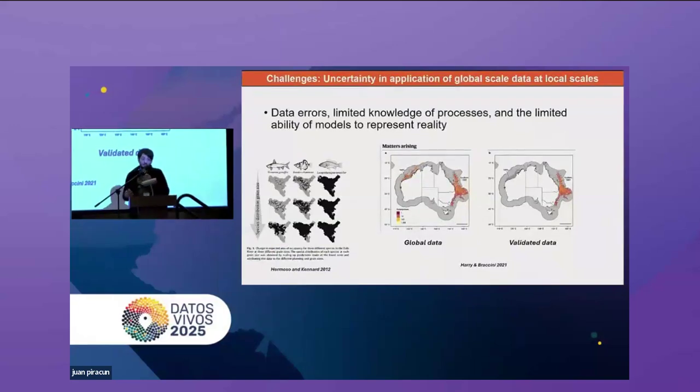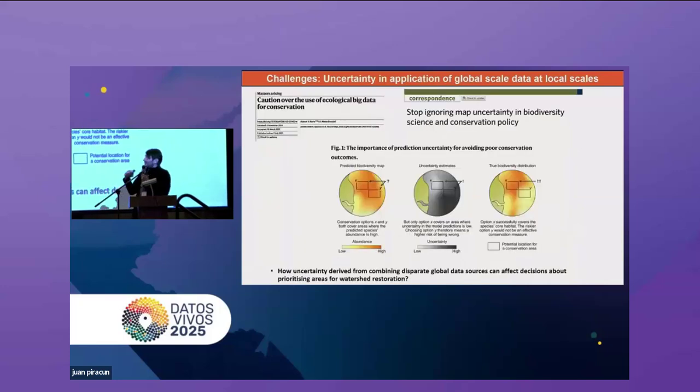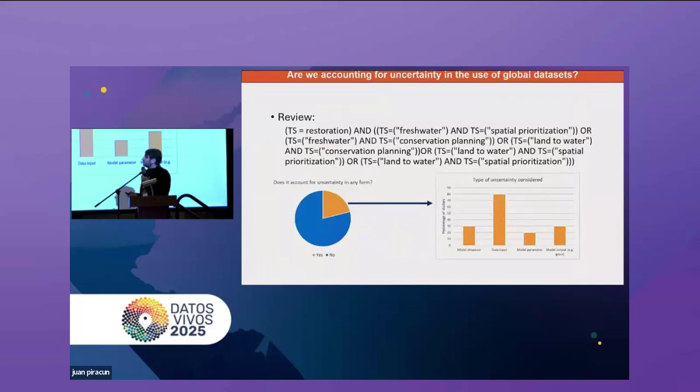Another problem is that when we are working with these data sets, there are data errors and uncertainty in the application of these global scale data sets. So there are a lot of discussions now in terms of how we should also look into the uncertainty of the application of these data sets at global scales to map biodiversity, but also to identify the threats that are affecting that biodiversity.